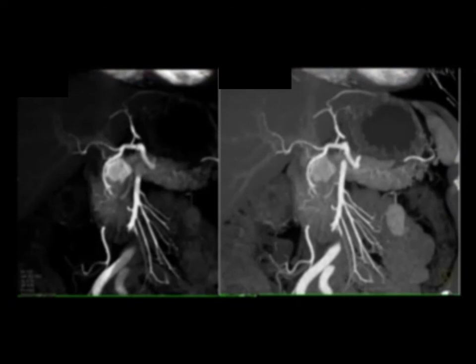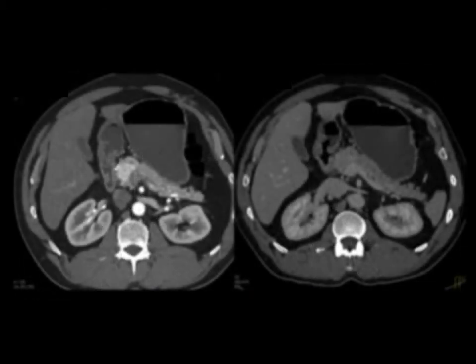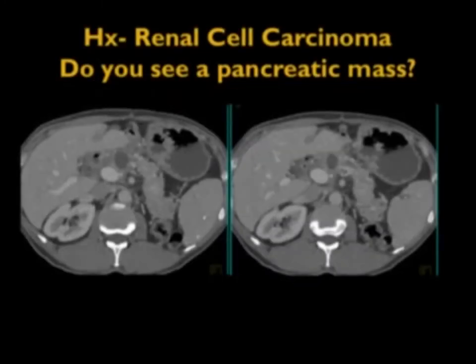Here it is on the 3D mapping very nicely, showing you the lesion, showing you its relationship to the patient's GDA. And here it is side by side, arterial and venous phase imaging. You can see how large a mass you can miss if timing is not correct. Or in this case, routine follow-up for a renal cell carcinoma.